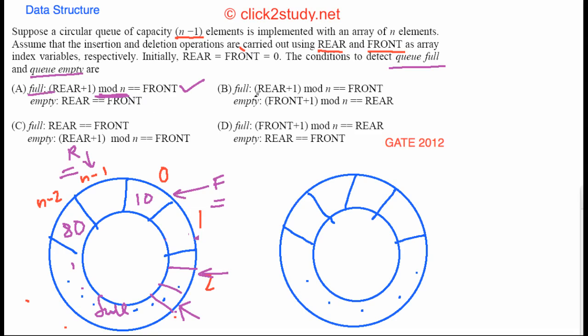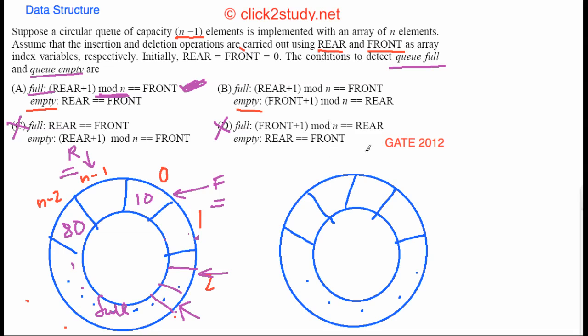So this thing is present in A and B. So definitely C is not the choice. C can be eliminated, and D can also be eliminated. And then what we are left with is we have to check the condition for empty.